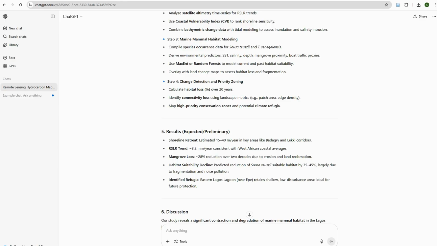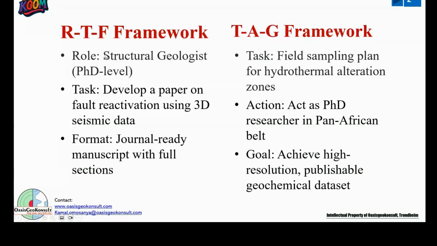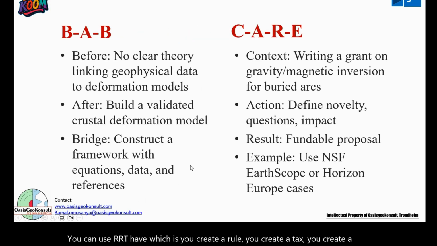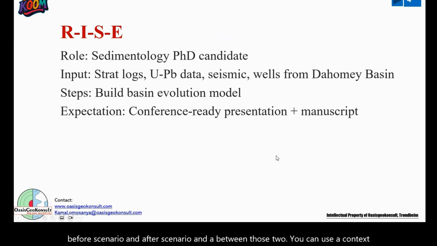Okay, so this is a good way to enhance your prompt and your research productivity. Once again, you can use RTF, which is you create a role, a task, and a format. You can use TAG, which is task, action, and goal. You can curate a BAB, which is a before scenario and an after scenario, and a bridge between those two. You can use CARE, context, action, result, with an example to support that. The last one is RISE, which is create a role, make an input, create steps, and then some kind of expectations.